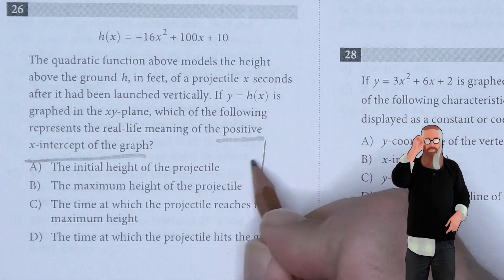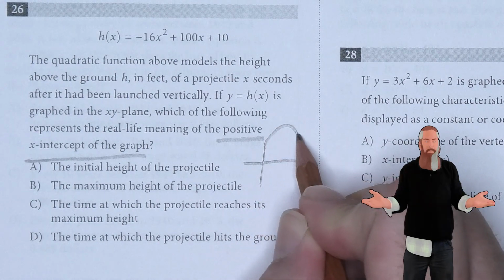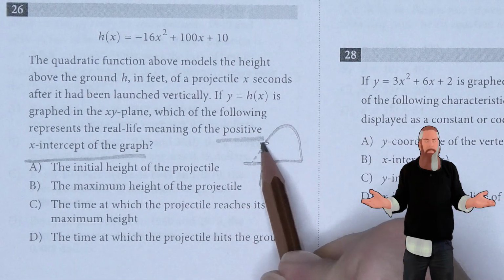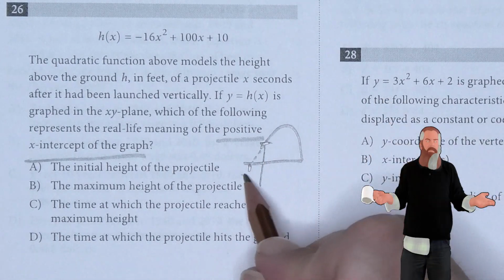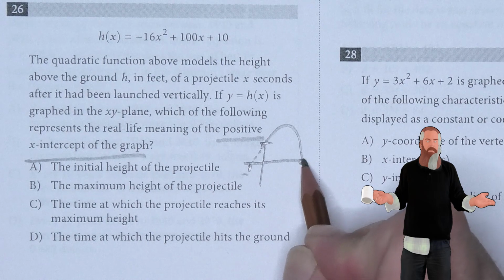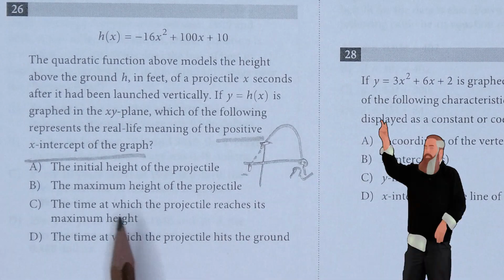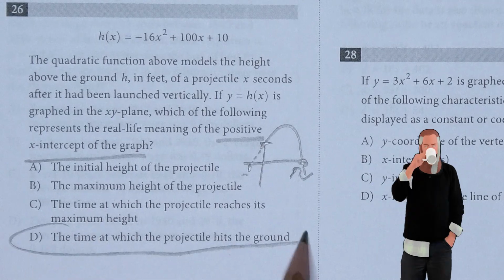Let's just understand that a thing was fired into the air and it came down. Now, if it was fired in the air here, there's a negative x-intercept that doesn't really exist in this case, and a positive x-intercept. This is when the object would hit the ground, so D is the answer.